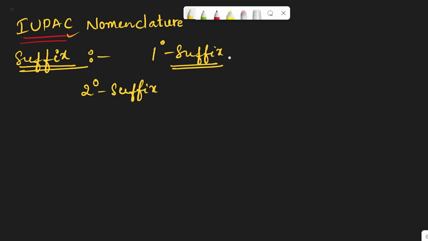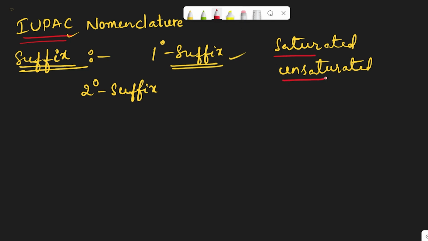So what indicates the primary suffix? The primary suffix indicates whether the given compound is saturated or unsaturated. If it is saturated, then it contains single bonds, which means it is an alkane. If it is unsaturated, it may contain a double bond or a triple bond. Unsaturation means double bond or triple bond.